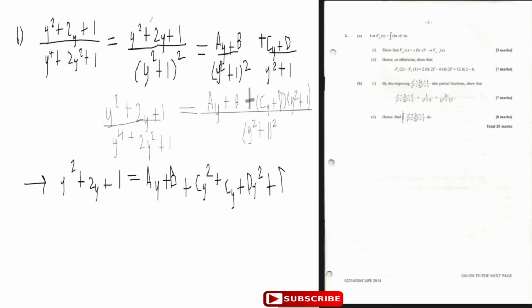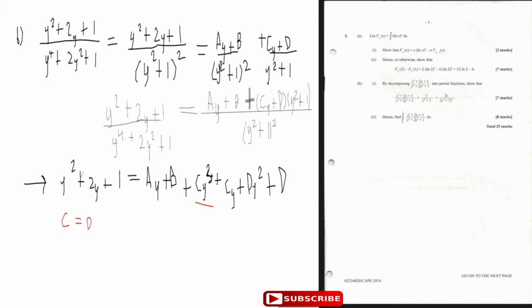Now, what we can do now is equate coefficients. Notice that we have cy times y squared to give us cy cubed, not cy squared, cy cubed. Cy times 1 is cy, d times y squared is dy squared, d times 1 is d. Notice right here that we have a cy cubed, and there's no y cubed term over here, and so c must equal 0. C must be 0.